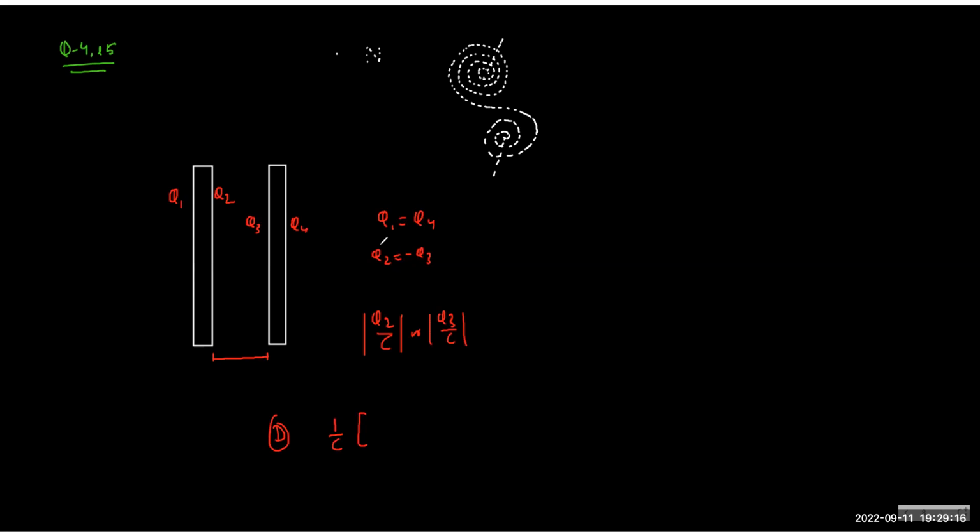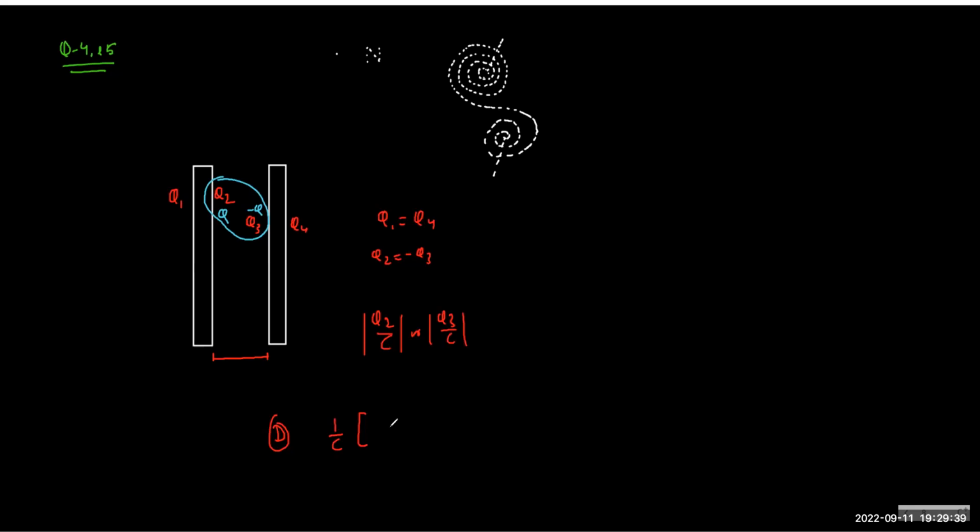For the potential difference, we only look for the charge on the facing plate, isn't it? And they are equal and opposite. So if this is Q, this is minus Q, or vice versa. Therefore the potential difference is Q by C, which is same as Q2 by C, which is same as Q3 by C. So B and C are correct, A is incorrect.